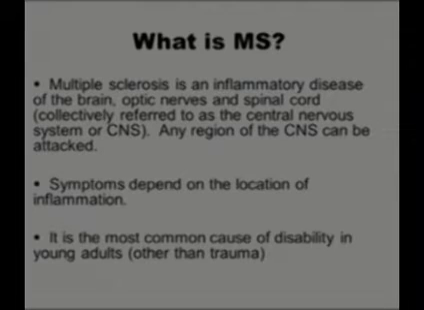I'm going to start off addressing the question, what actually is multiple sclerosis? MS is an inflammatory disease of the brain, optic nerves, and spinal cord. And we call the brain, optic nerves, and spinal cord together the central nervous system, or CNS. Any region of the CNS can be attacked during multiple sclerosis, and the symptoms that patients experience depend on where the inflammation occurs. It's the most common cause of neurological disability in young adults that is non-traumatic.